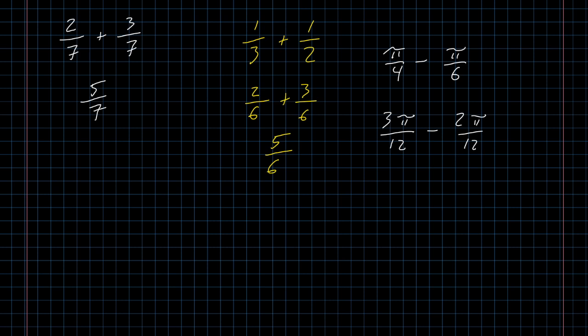Now I can combine like terms. 3 pi minus 2 pi is 1 pi. But 1 times anything is just that thing, so we don't need to write the 1, and we can just write that as pi over 12. All right.